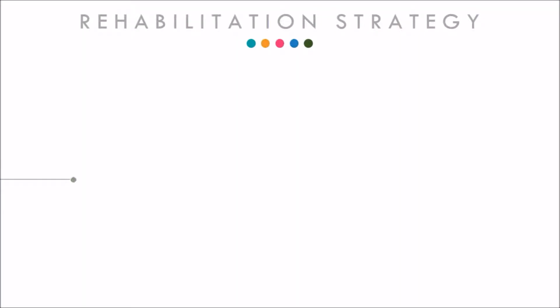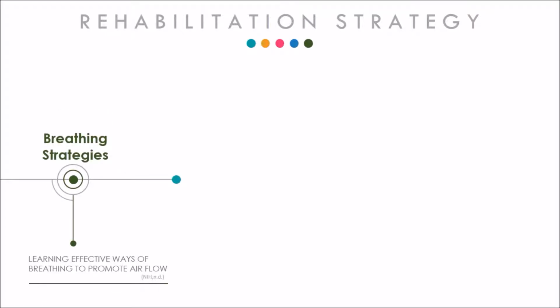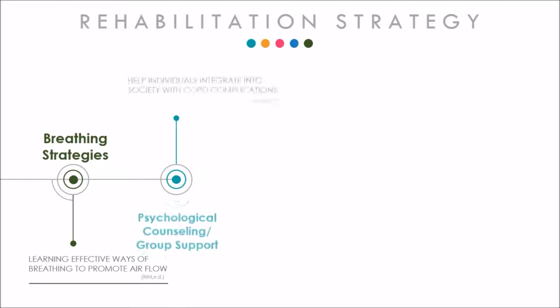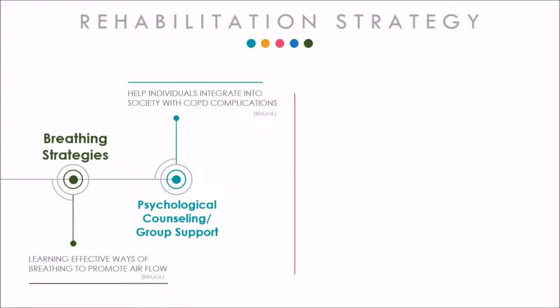Another component is breathing strategies. This shows how to take longer, deeper, less frequent breaths. One example is pursed lip breathing exercise. It decreases how often you take breaths and keeps your airway open longer. This allows more airflow in and out of your lungs so you can be more physically active.